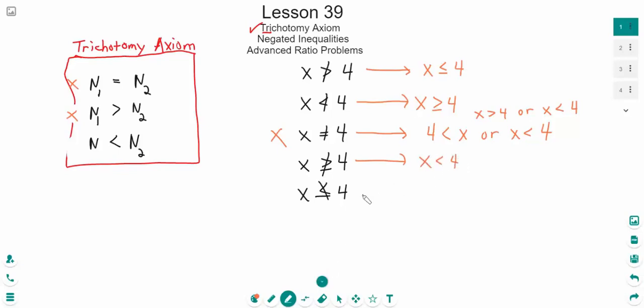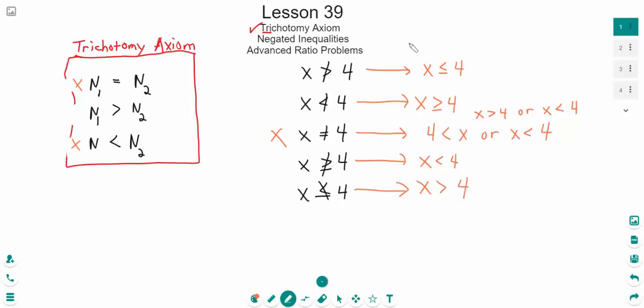Okay? And then this one, x is not less than or equal to 4. Again, we're eliminating two possibilities here. We're eliminating the less than, and then we're also eliminating the equal sign. That gives us just the greater. So the result is x has to be greater than 4.